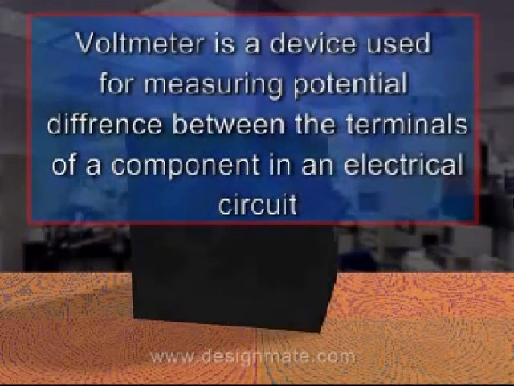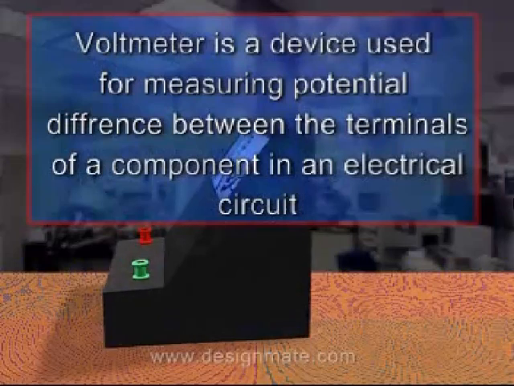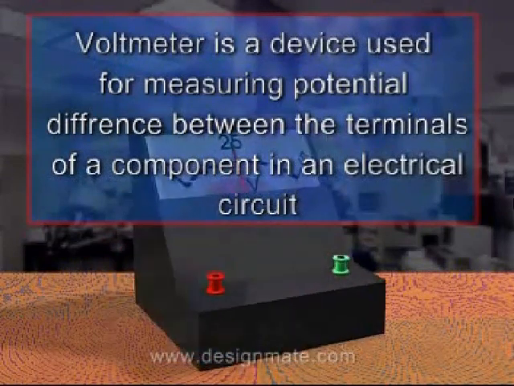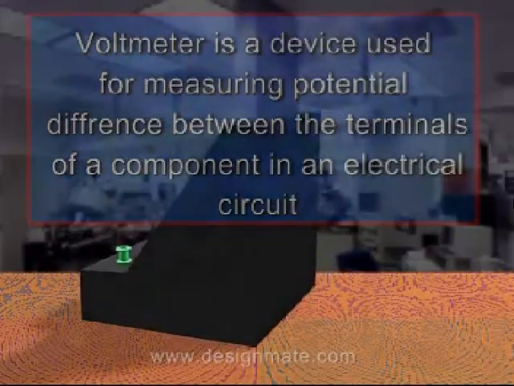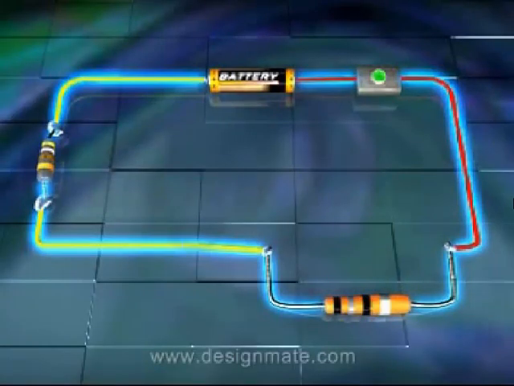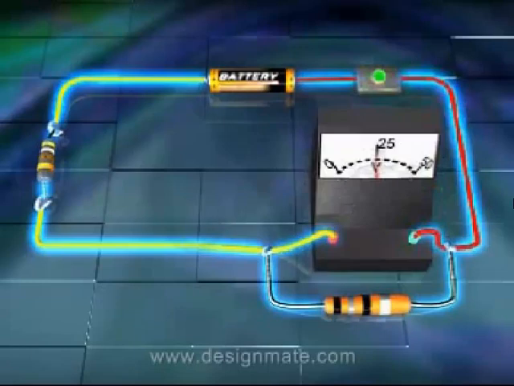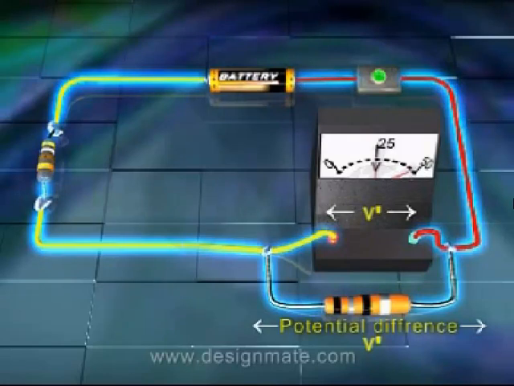A voltmeter is a device used for measuring potential difference between the terminals of a component in an electric circuit. When a voltmeter is connected across the terminals of a component, in parallel to it, the potential difference between the terminals of the component also appears across the voltmeter, which measures it.